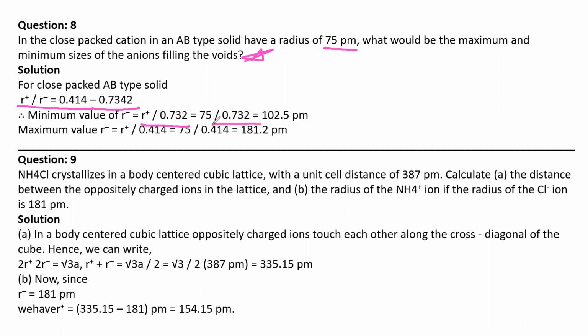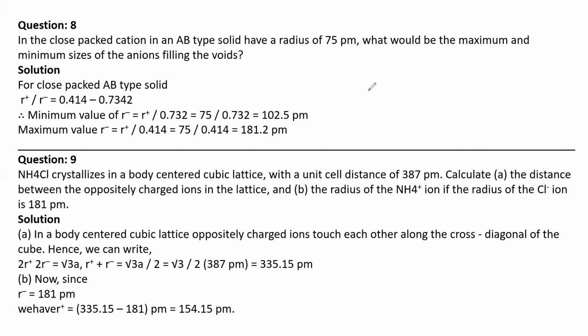That should be 102.5 picometers, and the maximum value of r minus becomes r plus by 0.414, because if we take the lower limit, we'll get the maximum value. If we take the higher limit, we'll get the minimum value. So the minimum value of r minus is r plus by 0.732, which comes to around 102.5 picometers. So the minimum size of the anion filling the void is 102.5 picometers, and the maximum size of the anion will be 181.2 picometers for this type of solid.